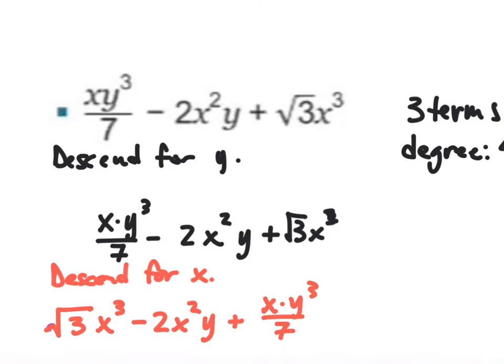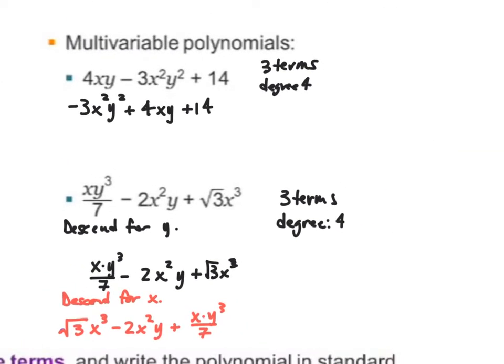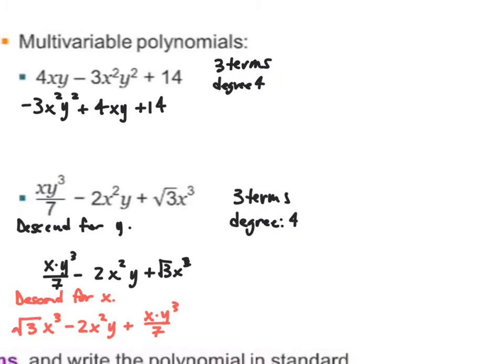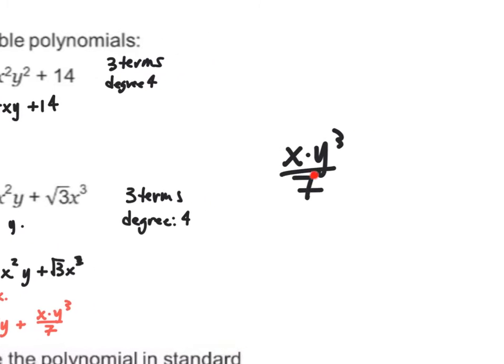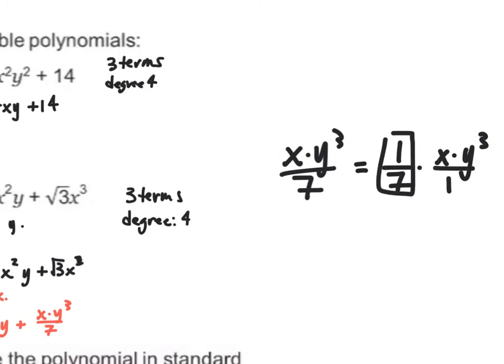Okay, now I want to clear up a misconception about this real quick. When you have this term here, x times y cubed over 7, you may look at this and be like, wait a minute, this has a fraction in it. How is this a polynomial? Well, what we need to understand here is that I can rewrite this as 1 over 7 times x times y cubed over 1. And what I have here is that my coefficient is 1/7, okay? And so I could rewrite it as 1/7 x times y cubed, and that's just going to be my term, okay?